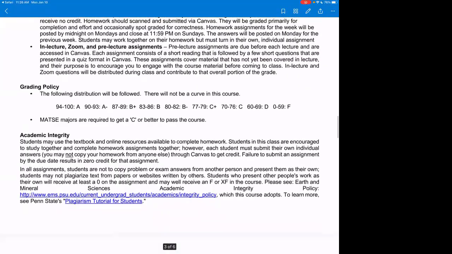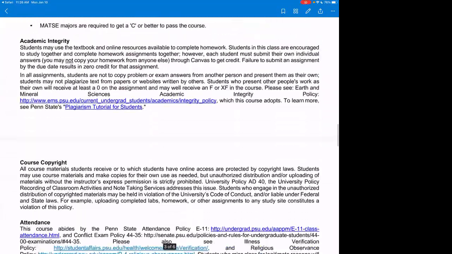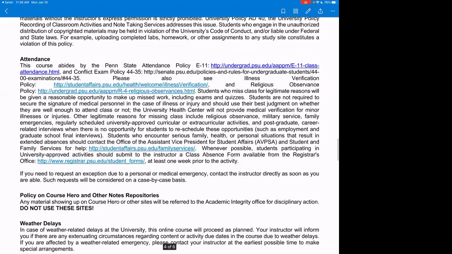Grading policy, it's the usual, and then all the other syllabus stuff. So make sure you take care of your academic integrity. It's fine to work in groups, but it's not fine to copy. Make sure you keep up on your attendance or let me know. Excused absences are absolutely fine. We'll handle those.